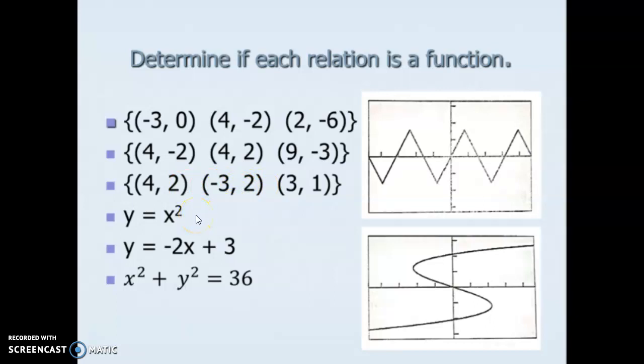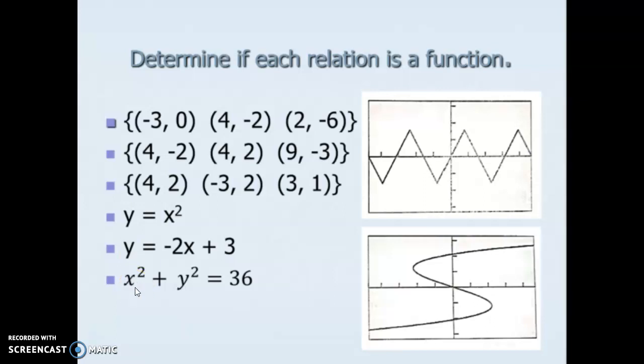The fourth one is y equals x squared, which you should have a pretty solid picture in your head of, a parabola. None of my x values repeat. It passes the vertical line test. Every x that I plug in will only give me one answer, so that one is yes. On the fifth one, that is a line. If you need to graph it in your calculator to get a picture of it, that's fine, but you should have a y-intercept of 3. It should go down 2 and right 1. That also passes the vertical line test. Every x only gives me one answer.